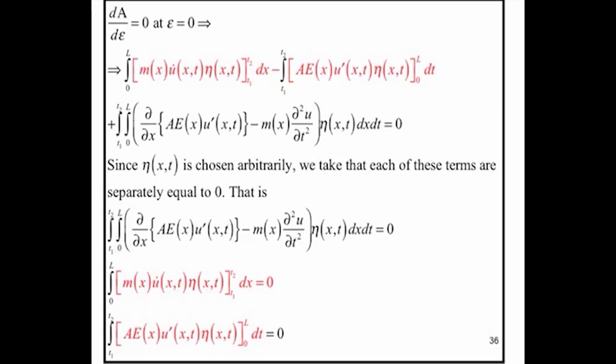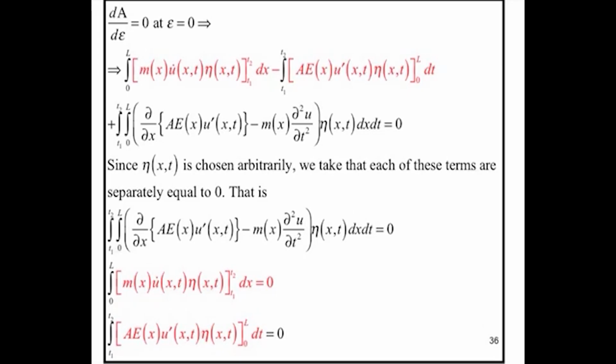Now, since eta of x comma t is chosen arbitrarily, we take that each of these terms is separately equal to 0. So, that is, this integral is 0 and this term is 0 and this term is 0. This is because eta of x comma t is arbitrary.